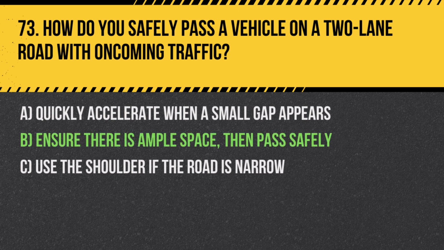Answer. B. Ensure there is ample space, then pass safely. When passing on a two-lane road, only do so when you have a clear view of oncoming traffic and enough space to pass without rushing and return to your lane safely.